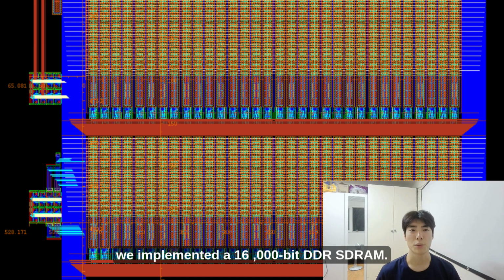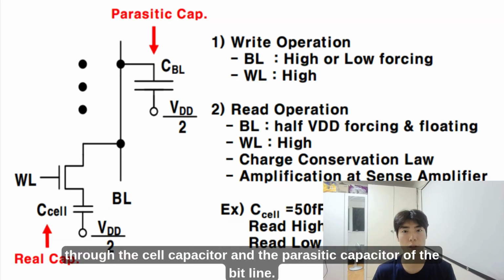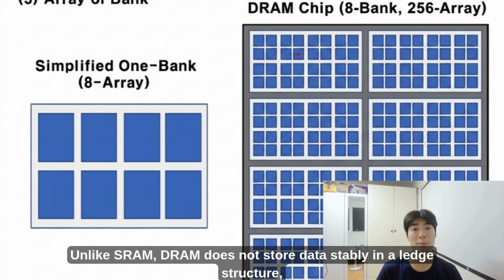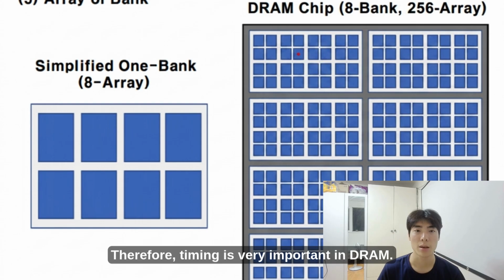In this project, we implemented a 16,000-bit DDR SDRAM. DRAM is a memory that uses the CCL principle through the cell capacitor and the parasitic capacitor of the bit line. Unlike SRAM, DRAM does not store data stably in a latch structure, so the data can change even with a slight timing error. Therefore, timing is very important in DRAM.